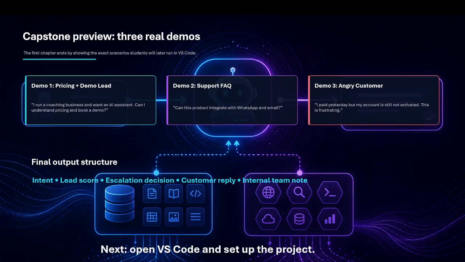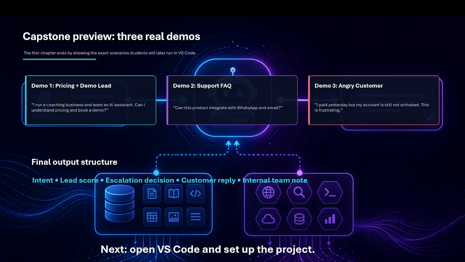Before we start coding, I want you to remember one simple architecture sentence. AgentDesk AI takes a customer message, retrieves business knowledge using RAG, uses MCP tools for decisions, applies guardrails, and creates a business-ready response. That sentence is the heart of the course. If you understand that, the code will make sense.